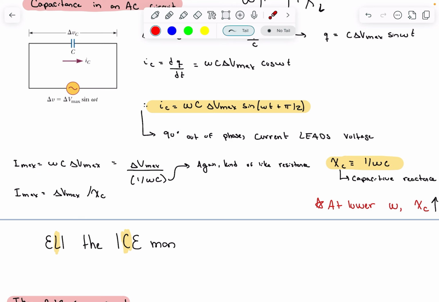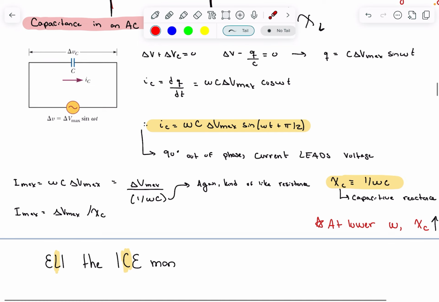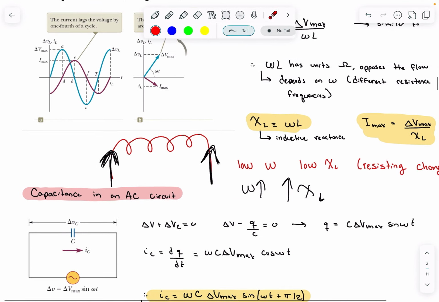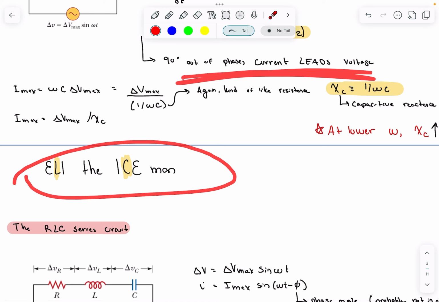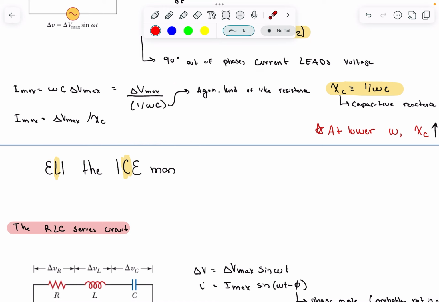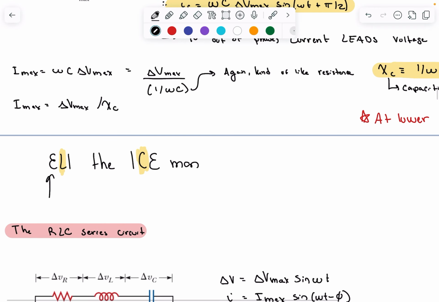We can write the same thing again, where we have I max is equal to delta V over X C. Now, the way to remember which one is leading which, here current is leading voltage, and here it's voltage that is leading current, is by using this sentence, ELI the ICE man. What I've highlighted in yellow are the components we're talking about. Here we're talking about the inductor, here we're talking about the capacitor. This is the EMF in front of the current, so the EMF is leading the current by 90 degrees. And here it's the current that is leading the EMF by 90 degrees.